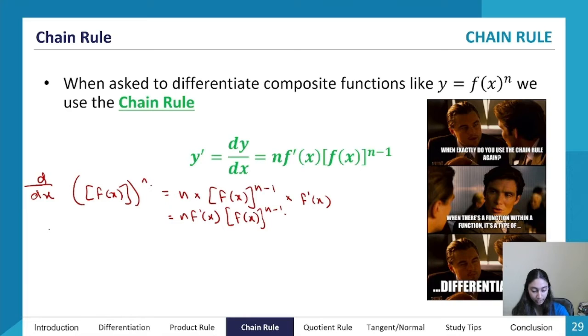So my question for you guys is, we'll just go y to make life easier. Y is equal to 2x squared plus 1 to the power of 4. I'm going to give you a second to try this one on your own because it is quite similar to our x to the power of n one, and I have a feeling you guys will be able to do this on your own. So I'll give you a minute.